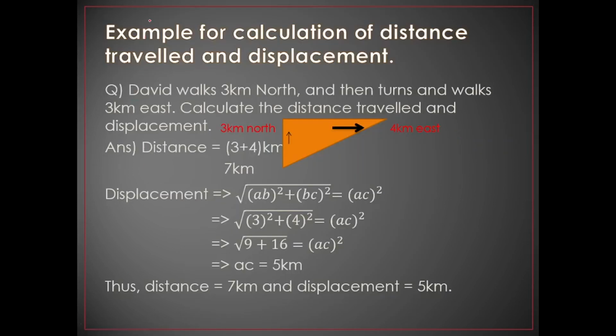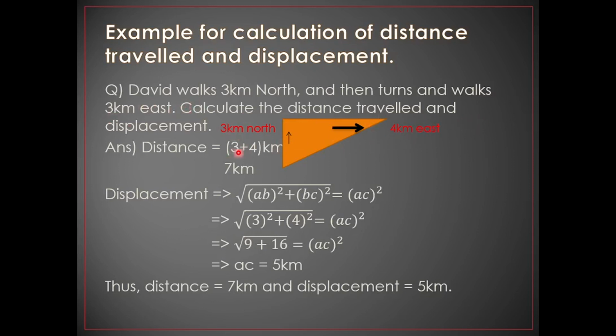Then another example, for calculation of distance traveled and displacement. David walks 3 kilometers towards north, then turns and walks 4 kilometers towards east. There is a mistake here, it's 4, sorry. Then calculate the distance traveled and displacement.